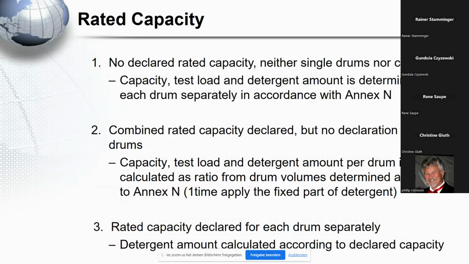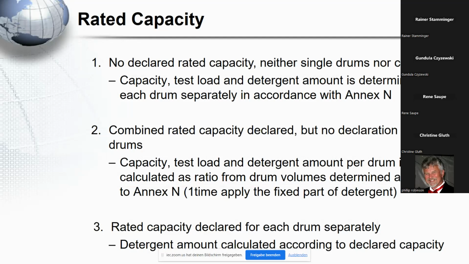So how to do this test is the next step to discuss. The first thing we need to understand is the rated capacity. And you can see there are different options. So it might be there is no declaration from the manufacturer about the rated capacity. No declaration for the single drums, no declaration for the combined capacity. In this case, we're going to evaluate the capacity based on the N x N. So the same procedure we do as well for the normal single drum machine, and we calculate the rated capacity for each drum separately.